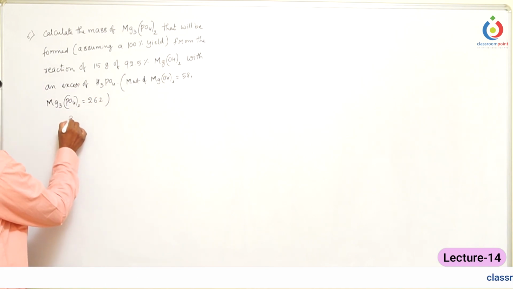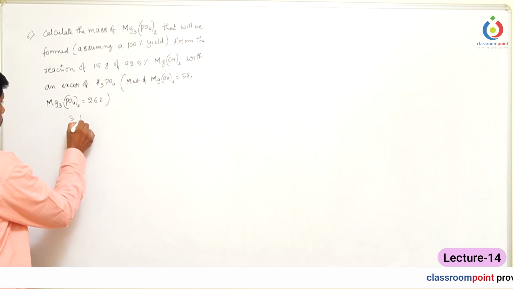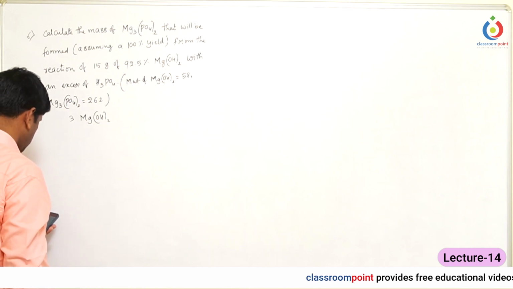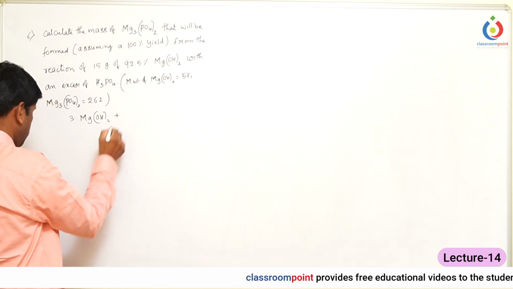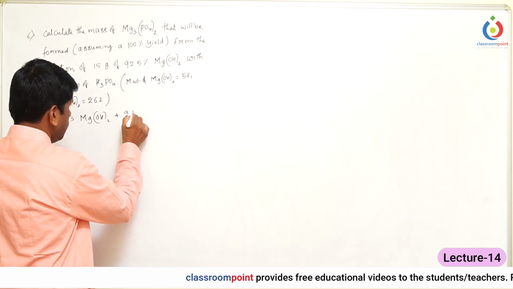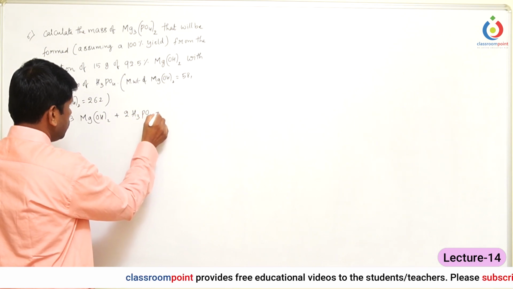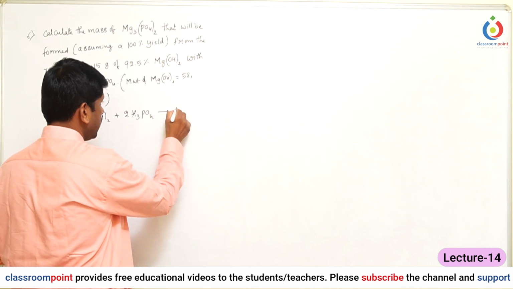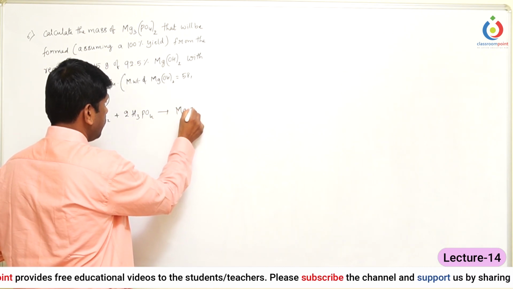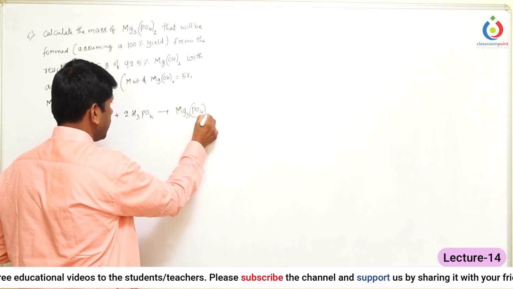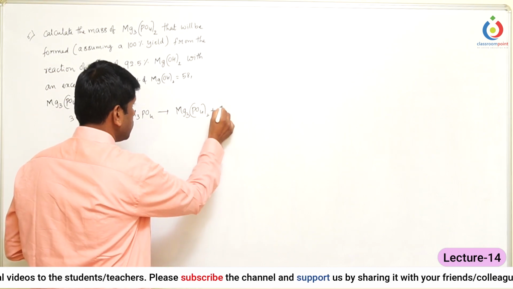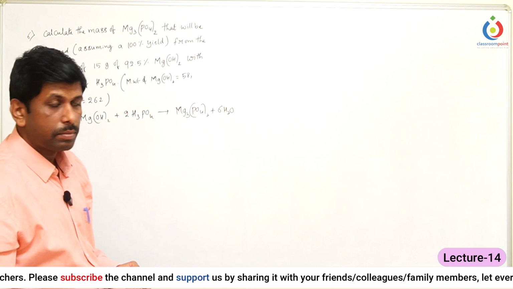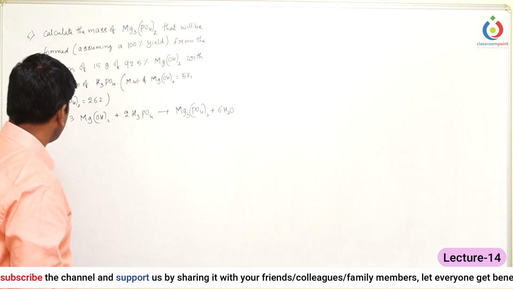The reaction also provided: 3 moles of magnesium hydroxide on reaction with H3PO4 giving Mg3(PO4)2 plus 6H2O. So this is the question given here. Let us try to solve this one.